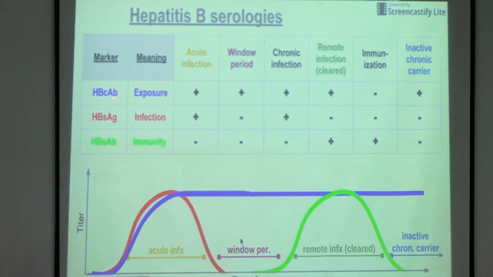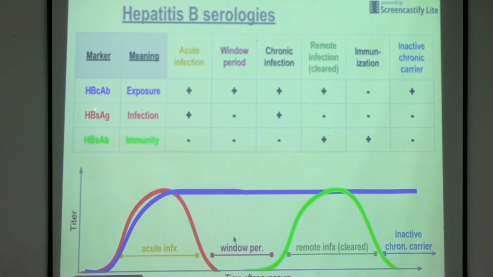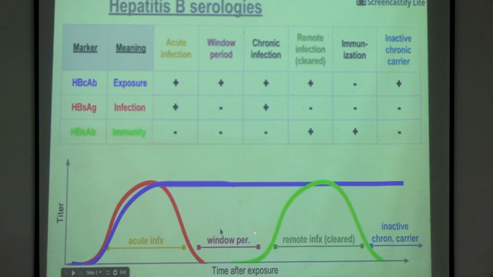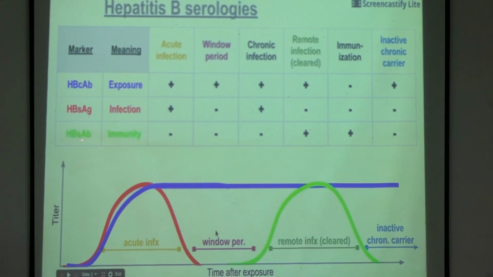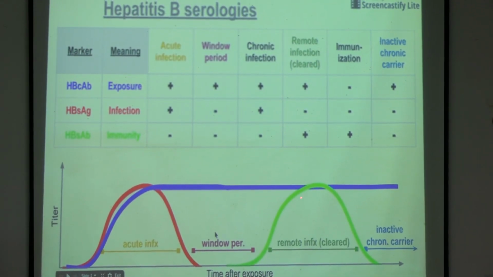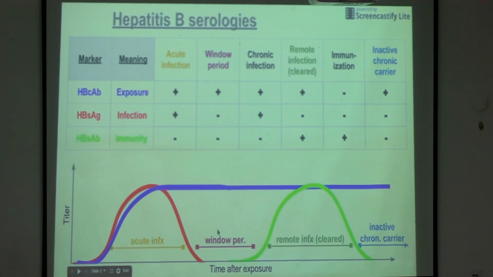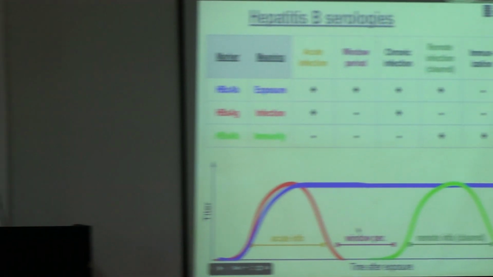Now this is the first one. Now we have HBsAg. The red line is HBsAg, the surface antigen. It rises here, after a few weeks comes down, but there is a gap you can see in between. This is the HBsAb, the antibody against the surface, which is the green one.